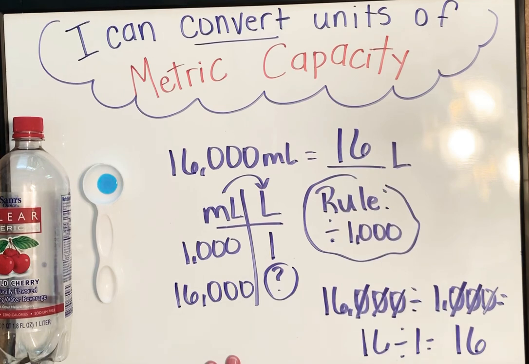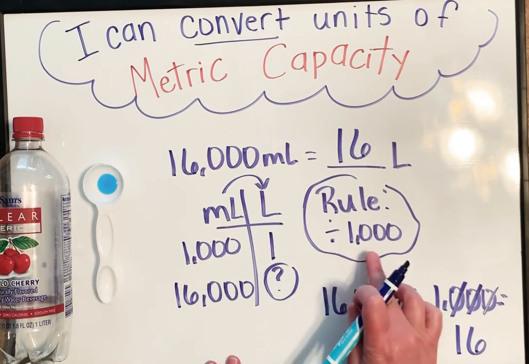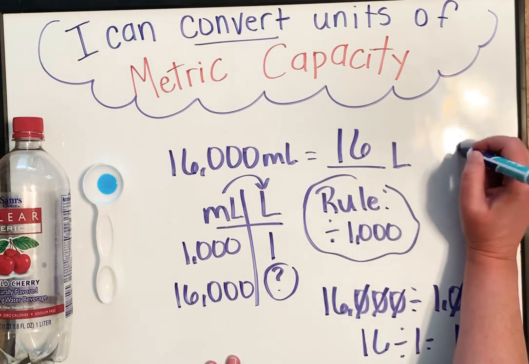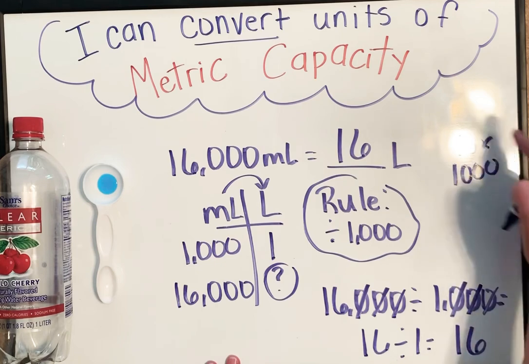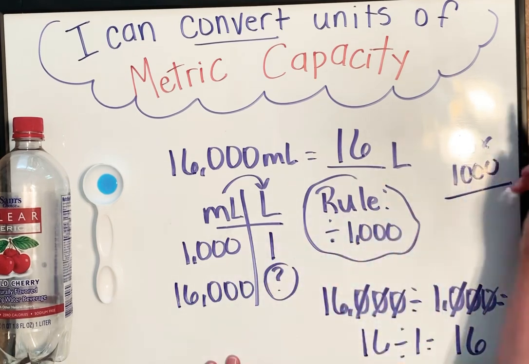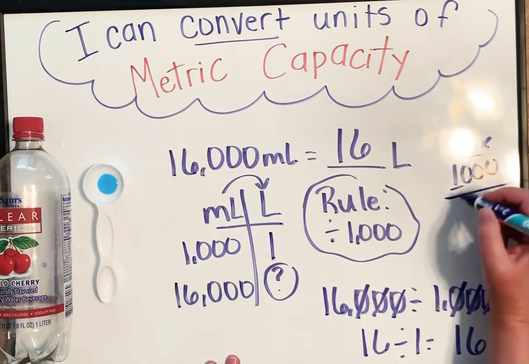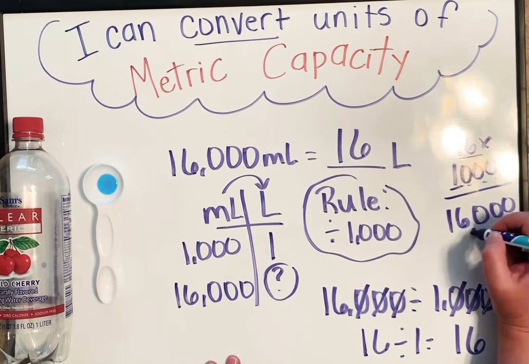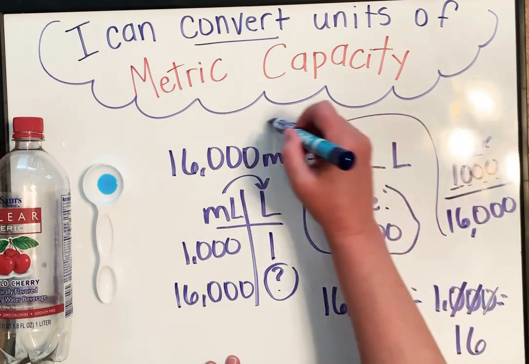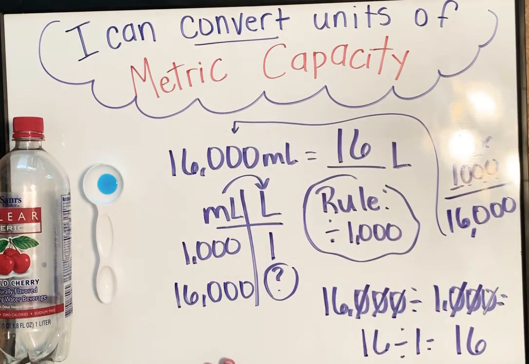If you're not sure and you want to check yourself, you can do the opposite operation. Since we divided by 1,000, you could take your 16 times 1,000. Now, that's not how you set it up, but I can do my identity property. 16 times 1 is 16, and 3 zeros, and you should come up with your original number, okay?